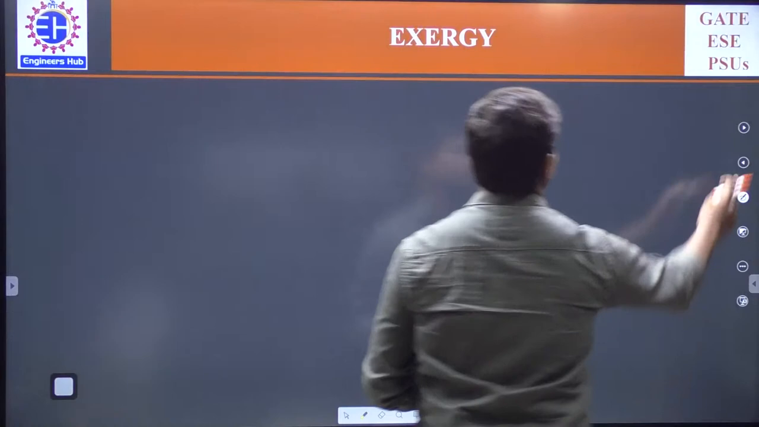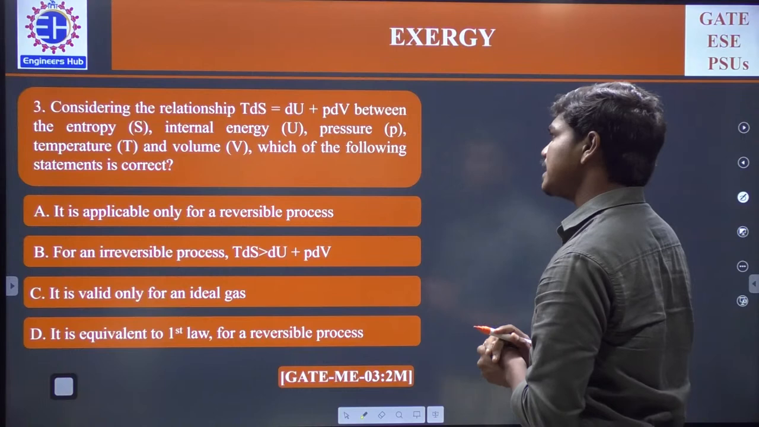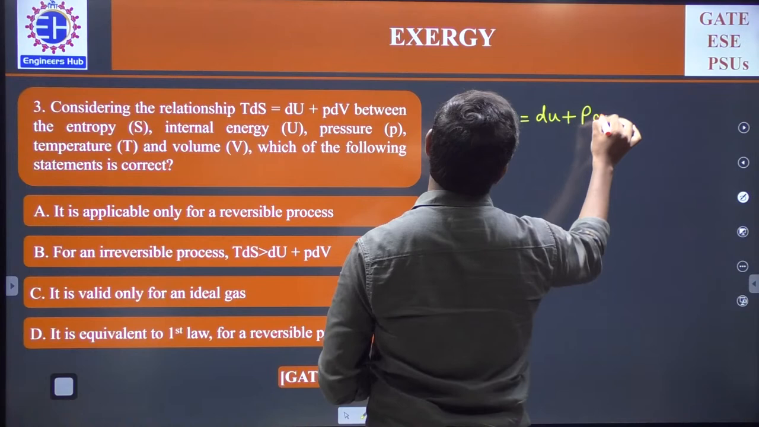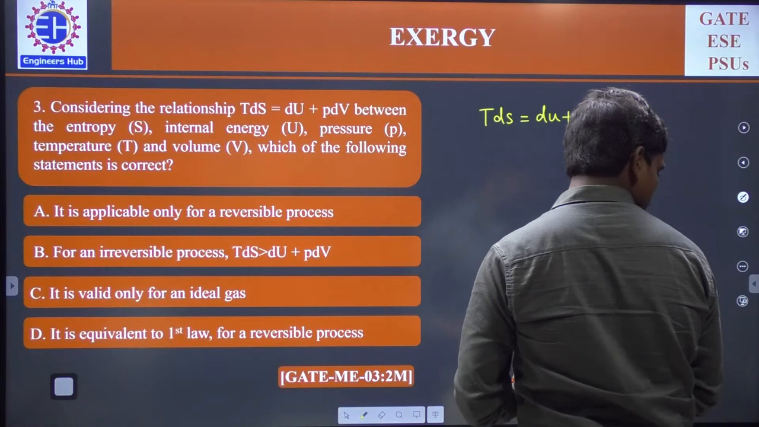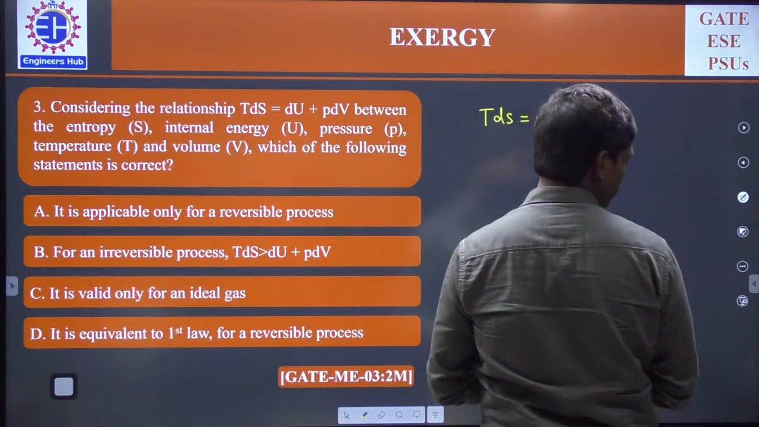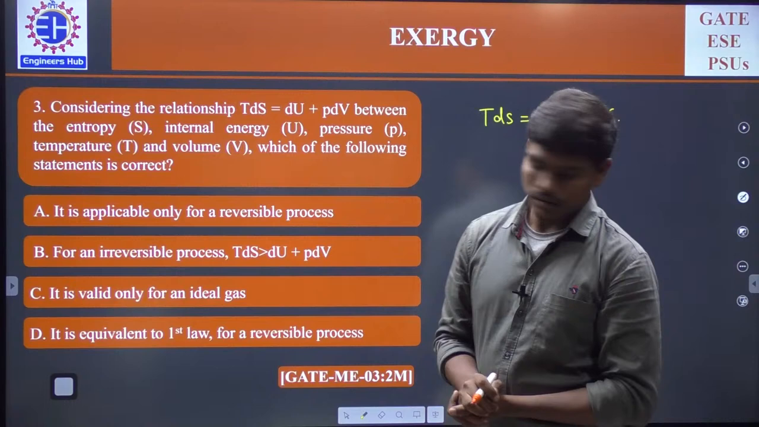Then, considering the relationship TdS is equal to dU plus PdV between the entropy S, internal energy U, pressure P, temperature T, and volume V, which of the following statements is correct? Basically, this expression TdS is equal to dU plus PdV. Please tell me the answer for this. B, C. See carefully one thing.